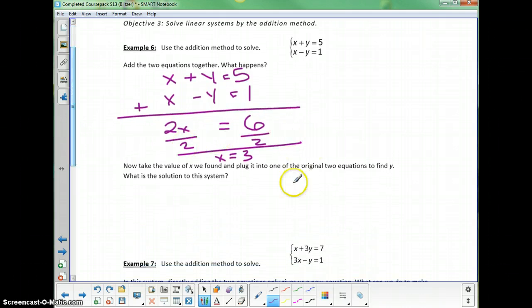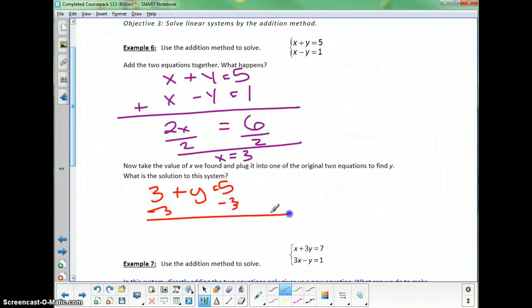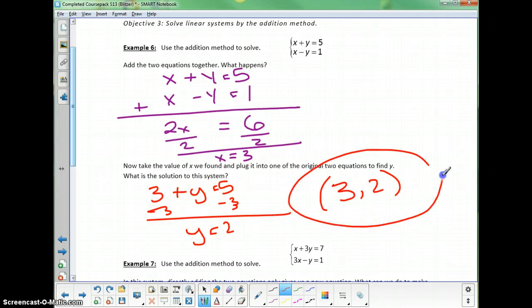Now that I know that x is 3, I can go back and find the y value using either one of these equations. So start with the top one. We'll say 3 is the x value, plus y equals 5. So if I subtract 3 from both sides, I get that y equals 2. So the solution to this system would be the ordered pair 3, 2. Now you could use the bottom equation to get y equals 2, or the top one, it doesn't matter. Go ahead and try it. Plug 3 in for x in the bottom equation, you will also come out with y equals 2.